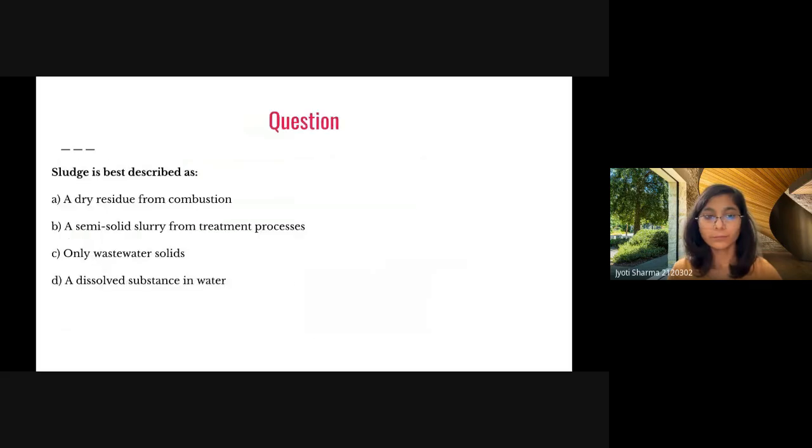A very basic question: how can you define sludge? We have four options here: a dry residue from combustion, a semi-solid slurry after treatment processes, only wastewater solid, or a dissolved substance in water.